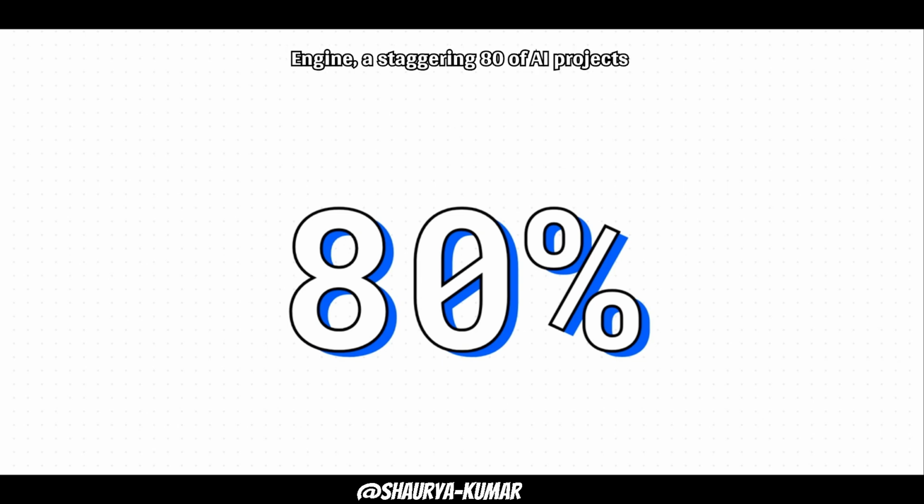Get this, according to Agile Engine, a staggering 80% of AI projects fail to deliver on their promises. That is double the failure rate of other IT projects. And a lot of the time, that failure starts right at the beginning with choosing a tool that's too complicated, maybe too simple, or just completely wrong for the job at hand.